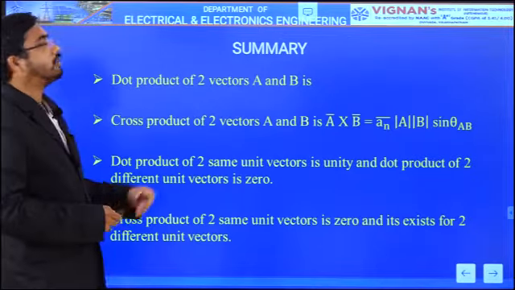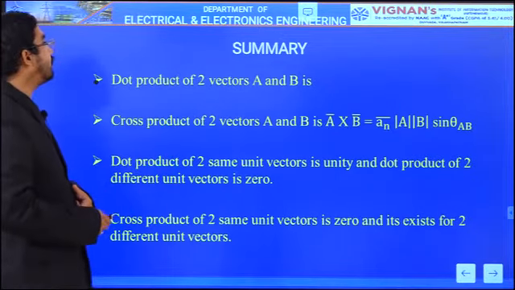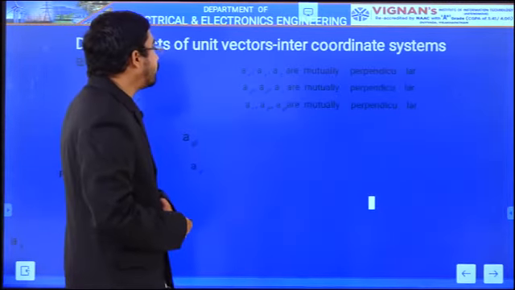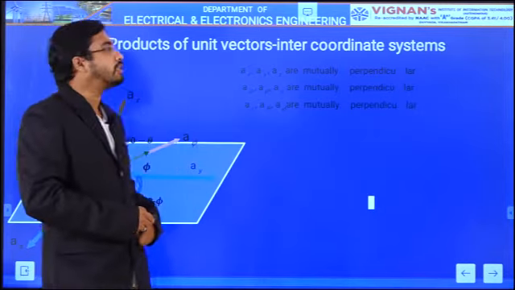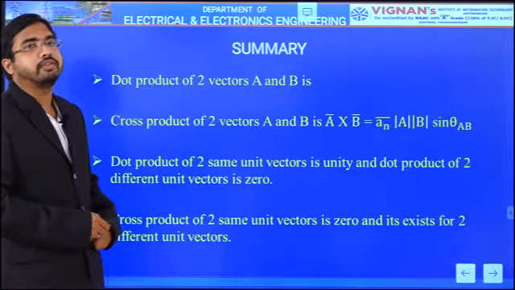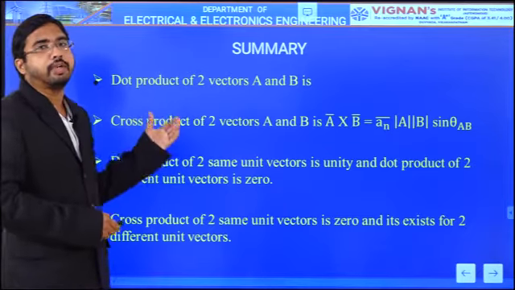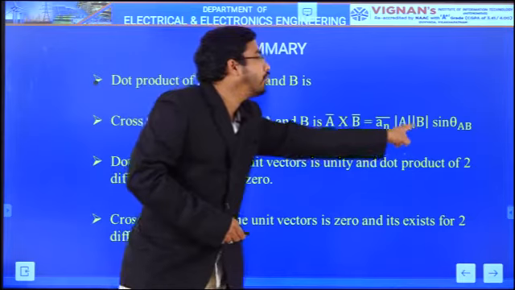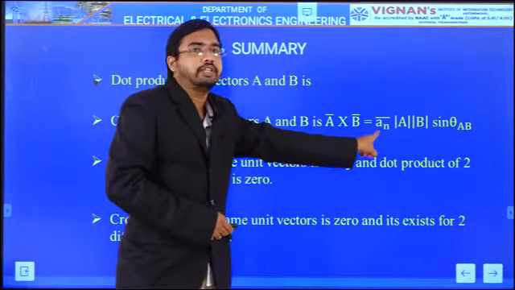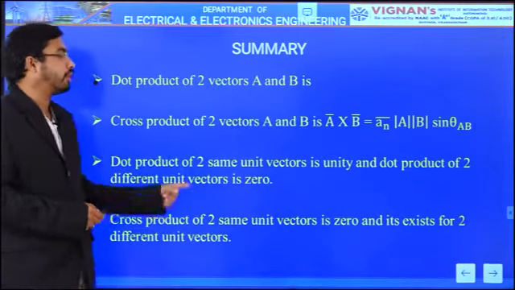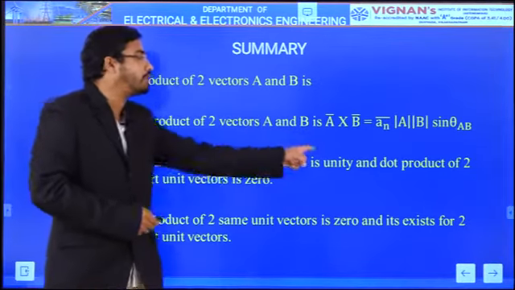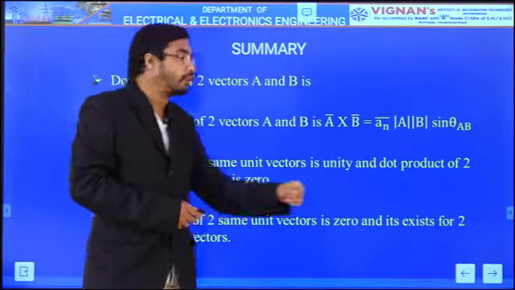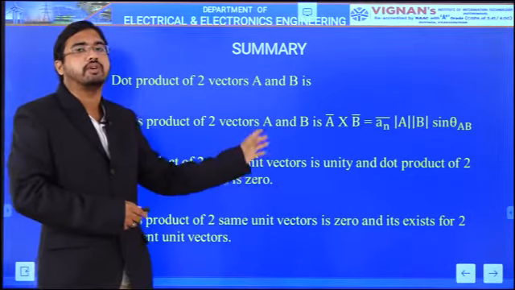Okay. So from this topic we can understand that if there are two vectors a bar and b bar, the dot product of those two vectors is mod a mod b into cos theta. The cross product of two vectors is given by mod a mod b sin theta multiplied with the unit vector. Next, the dot product of two similar unit vectors is always equal to 1, which we have observed from the previous formulas, and the dot product of two different vectors is always equal to 0.